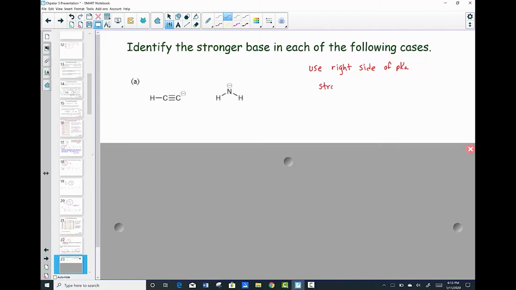The stronger base will be below, right? Because we're going this way in terms of stronger bases. Stronger base. And up here is a weaker base. So you just really want to see where they lie on the pKa chart. Which one is below the other on the pKa chart? And that's your answer. The stronger the base will be further down the column on the right side of your pKa chart.